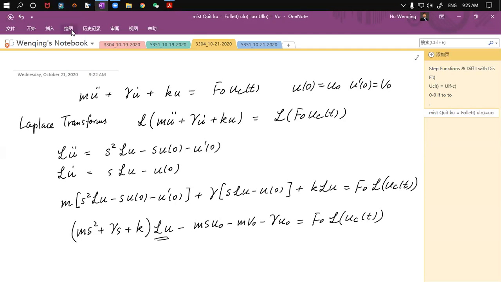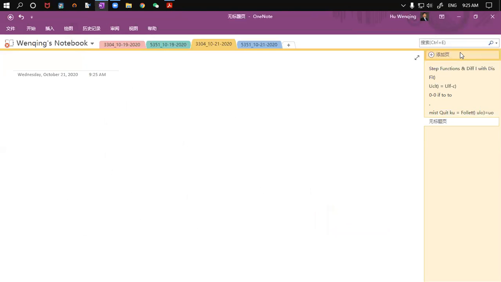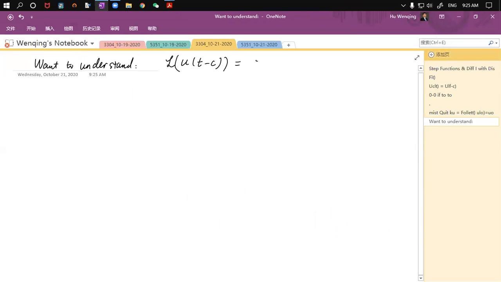But then the problem here is that we would like to understand the Laplace transform of this kind of function with jumps, right? So what is the Laplace transform of the unit step function? This is important, and it is something we want to understand. We want to understand what is the Laplace transform of u of t minus c, or maybe we'll write it as uc of t. What is the Laplace transform of a unit step function?